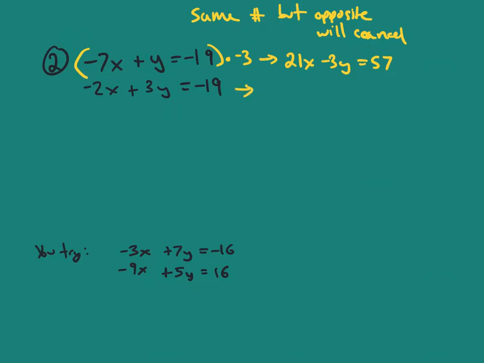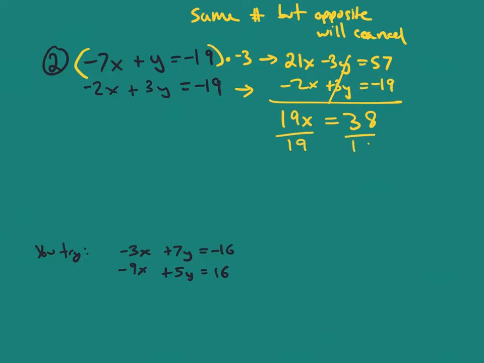And now I'm not going to change the bottom equation, so I'm just going to rewrite that. Negative 2x plus 3y equals negative 19. And what we like about that is now the y's are going to cancel. So let's add these together. I get 21x minus 2x is 19x. The 3y and the negative 3y cancel. And then 57 plus negative 19 is positive 38. And now when I divide both sides by 19, I'm going to get x equals 2.